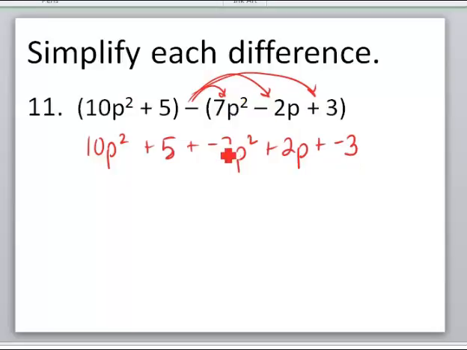So it was positive, now it's negative. It was negative, now it's positive. It was positive, now it's negative. All you're really doing is changing each of the signs when you're distributing the negative through. 10p squared and negative 7p squared was 3p squared. I have a 2p, and I have 5 and negative 3, which gives me 2.